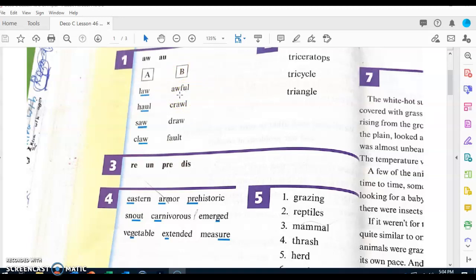First word, what word? Awful. Next word, what word? Crawl. Next word, what word? Draw. Next word, what word? Fault.